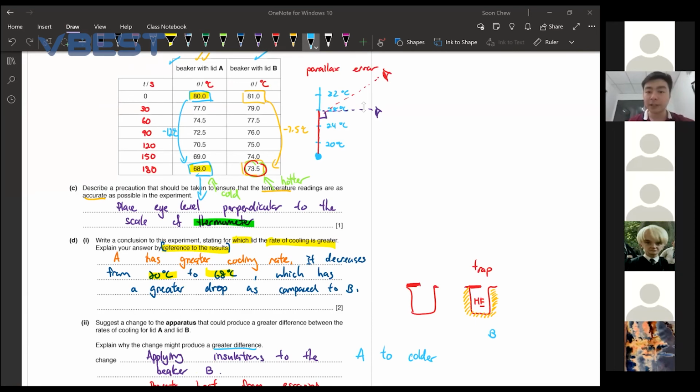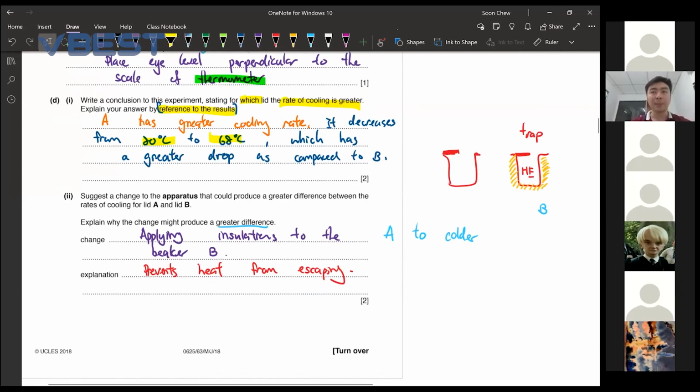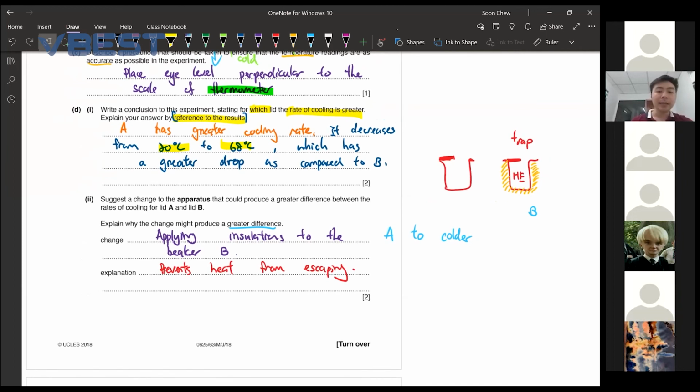Still got any more questions regarding this? Won't the experiment become inaccurate if we add insulation to one beaker? Yes, it would. That's why usually we want both to be under the same conditions. But they wanted us to talk about producing a greater difference only. They didn't ask for a fair test, so it is still acceptable. What the question wants to test is whether you understand the principle of cooling. So if you give that kind of answer, insulation referring to preventing heat loss, then they will give you the mark.